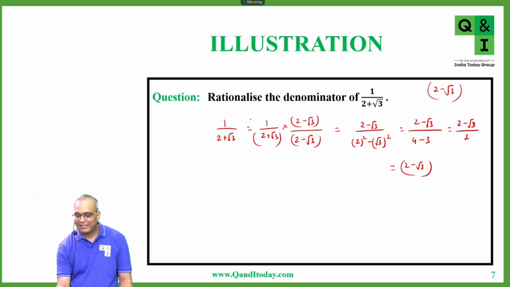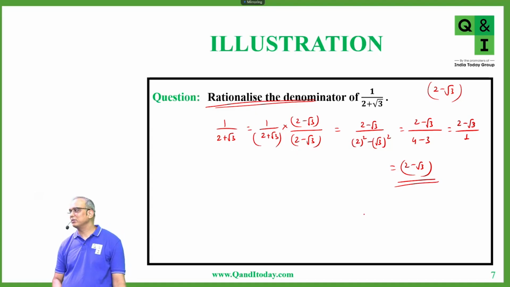So rationalize the denominator. After rationalizing the denominator, the value which we are going to get is 2 minus root 3 upon 1.